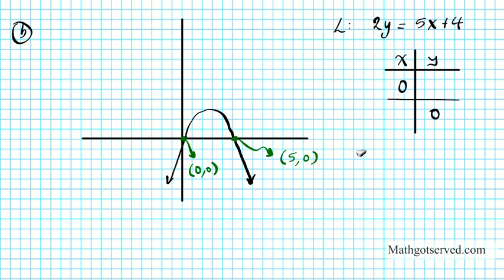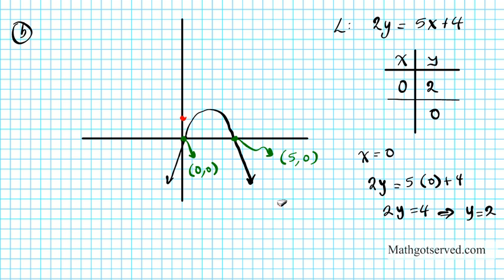Okay? So when x equals 0, we have 2y equals 5 times 0 plus 4. If I work this out, I'll have 2y equals 4, which implies that y equals 2. When x is 0, y is 2. 0, 2 is going to be my first point. So 0, 1, 2. That goes the first point for line L.